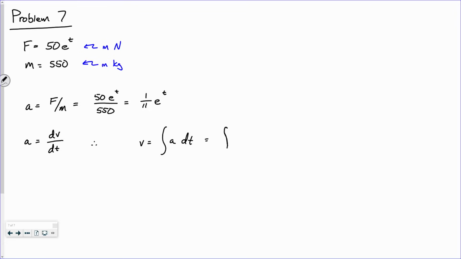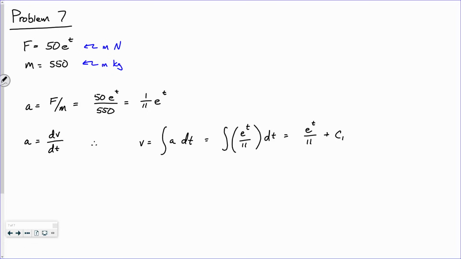Fun stuff, right? E to the t over 11 dt. Now, luckily, I've been very nice with the functions here, because what is the integral of e to the t? E to the t. So the integral of this is e to the t over 11. What am I forgetting? Plus c. We're going to call this plus c1. You'll see why here in a second.